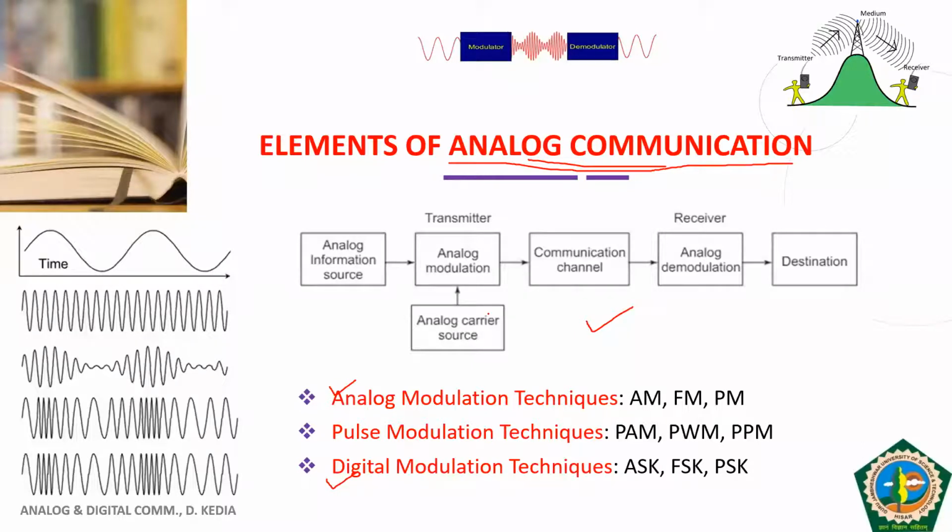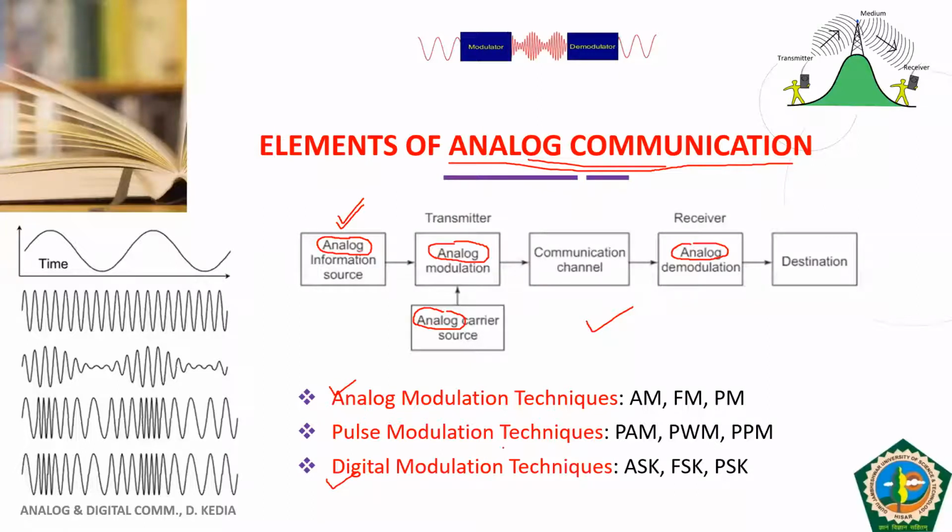Okay, so here if you carefully look at this diagram, it is exactly the same as we have seen in the basic block diagram of electrical communication system. The only difference is we have highlighted the word analog. So see, we have analog information source, analog modulation, analog carrier source, analog demodulation. Okay, so this is what you have to notice here.